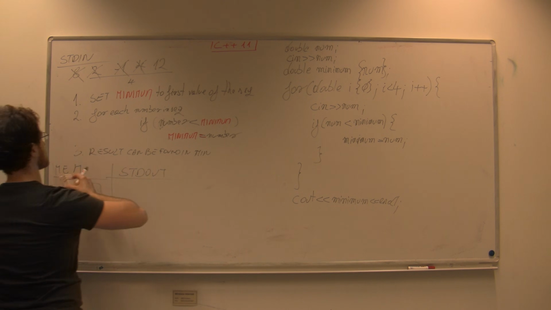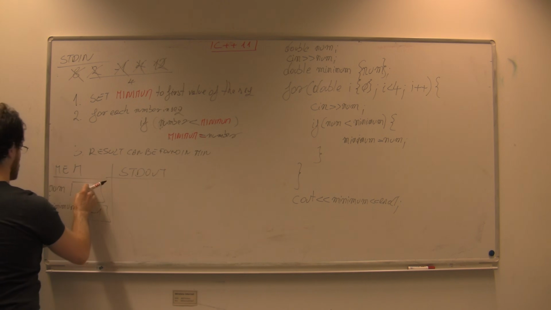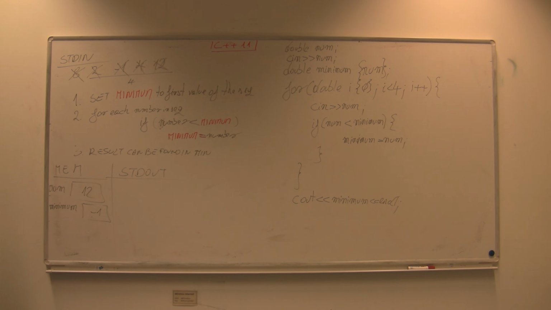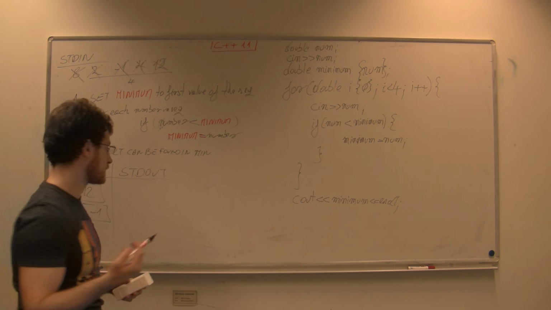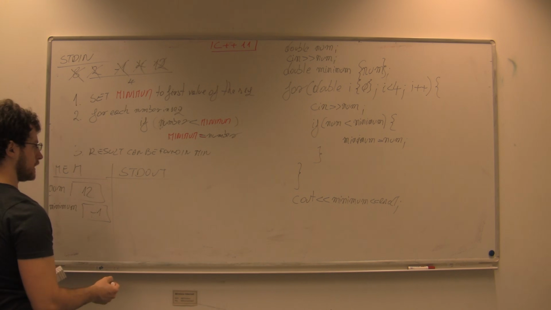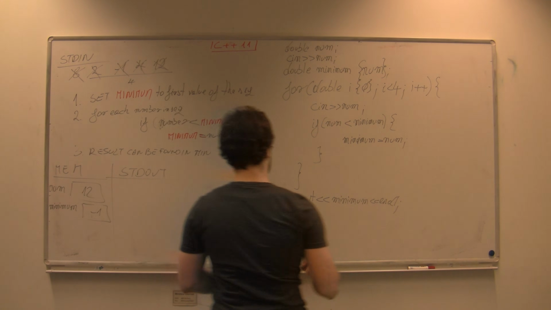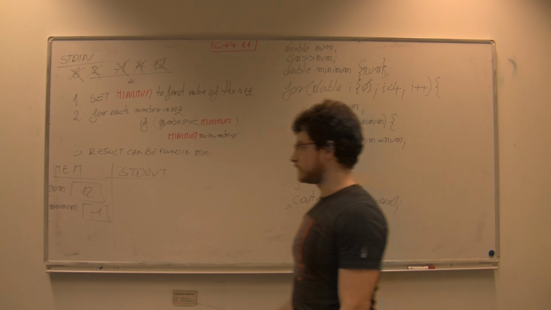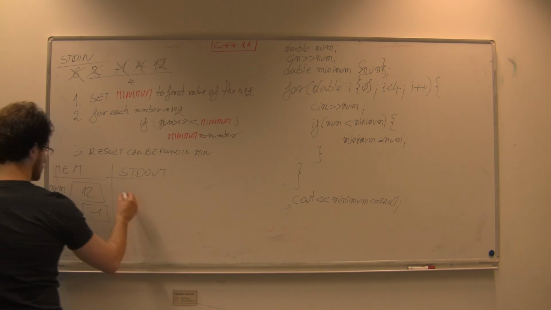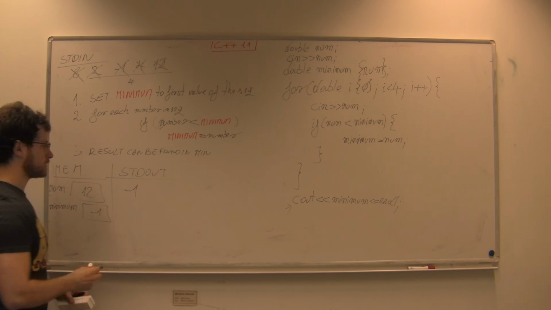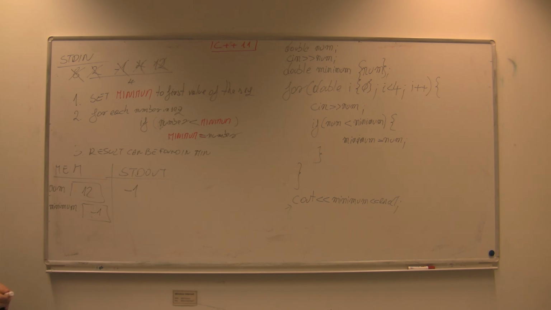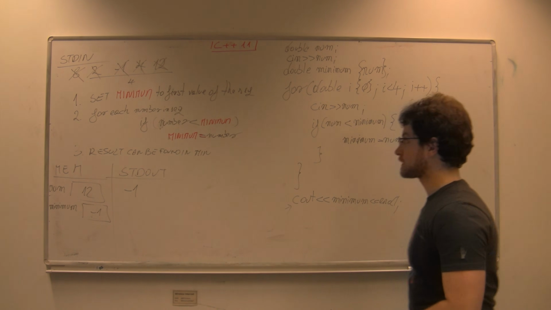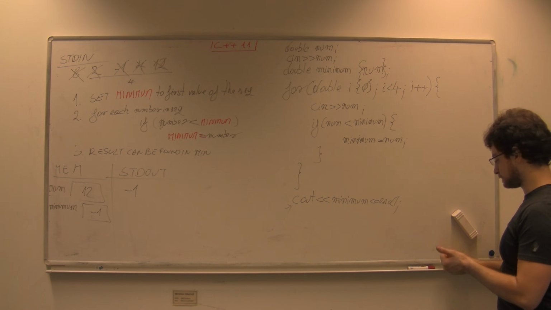Finally, we extract the last number, 12. And again, we check: is 12 smaller than -1? It's not. So at the end, we execute the final statement and we send the value -1 to standard output. So this algorithm obviously works for this sequence and this problem.